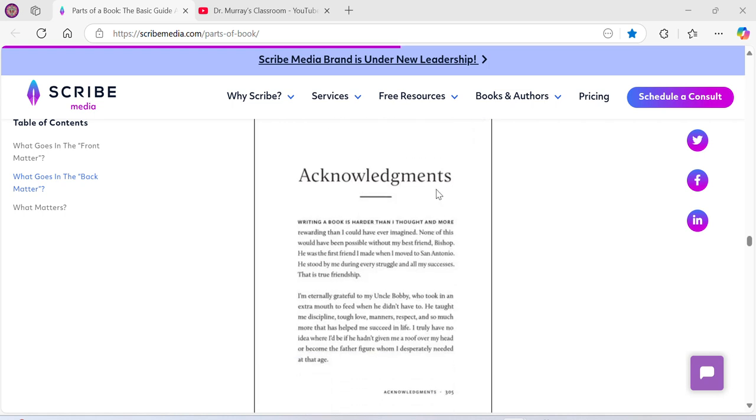So the back matter is acknowledgments. You give acknowledgments for those who may have helped you along the way.